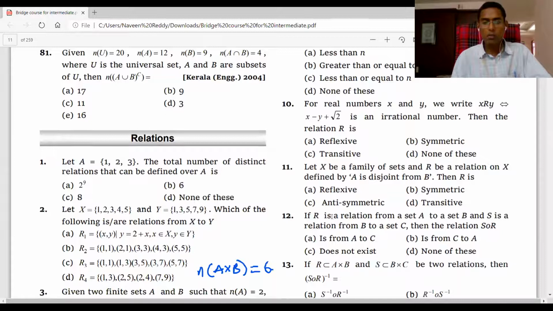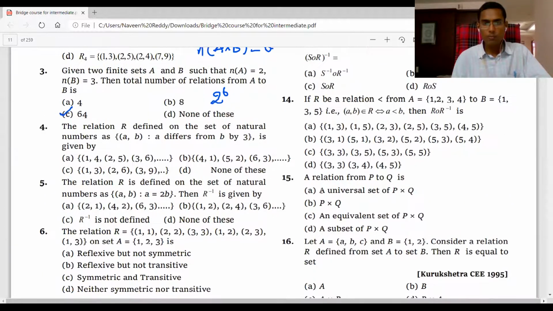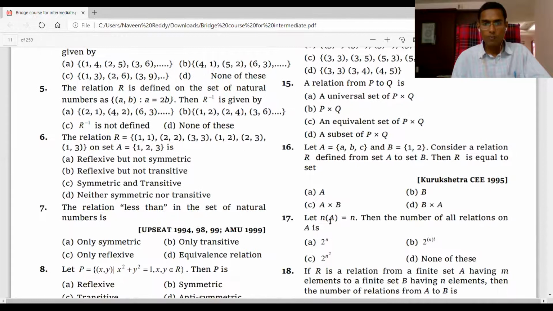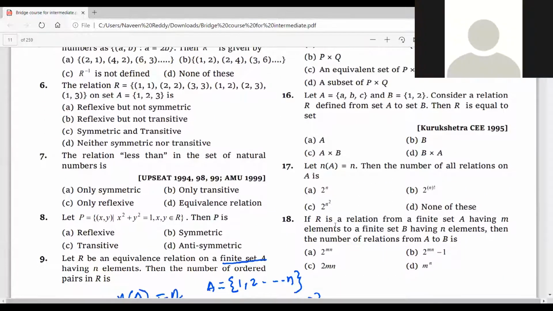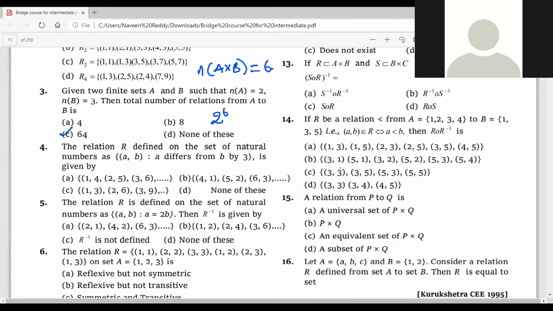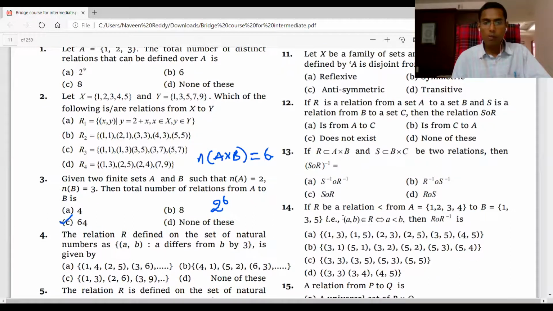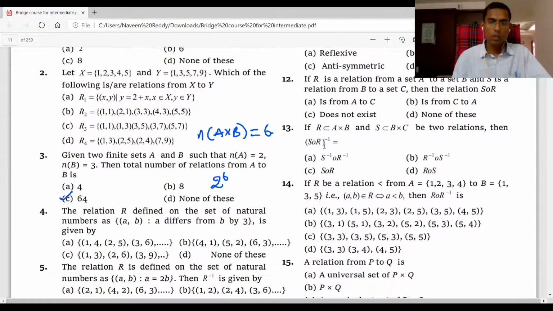Next, any other doubts? No, sir. Okay, up to 20. Anybody has any doubts? Sir, SOR means what, sir? Okay, 13th question. Yes, sir, 13th question. Okay, what is this 13th question?